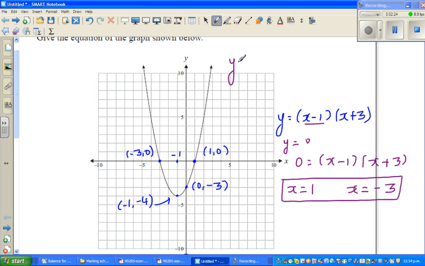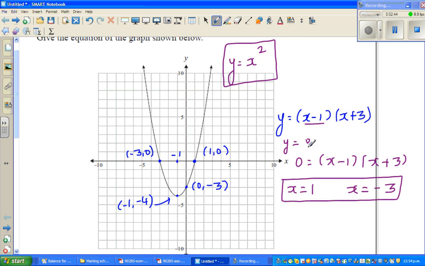To put this in simple words, I'm presuming that this is a transformation of y is equal to x squared, the basic parabola. This parabola has moved to the left and down, and I'm presuming the equation has to be this.